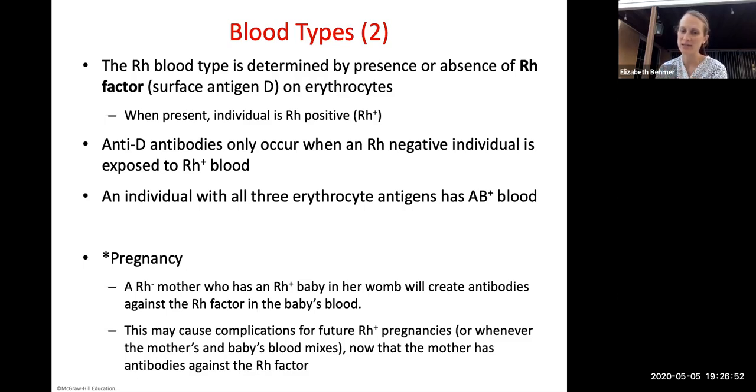So if she has other kids who are Rh positive, that could be a problem, because if there were to be a mixing of blood, those antibodies would attack the fetus's red blood cells.